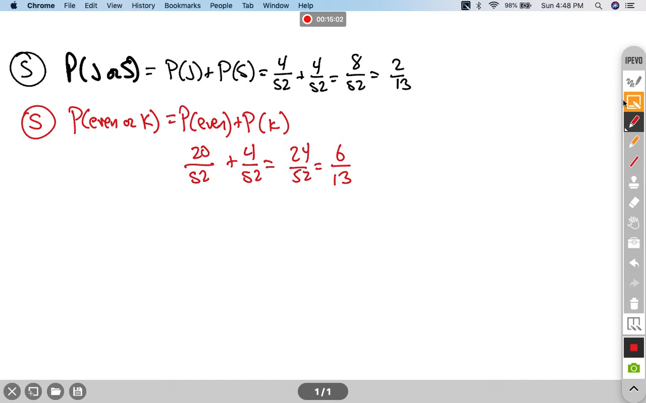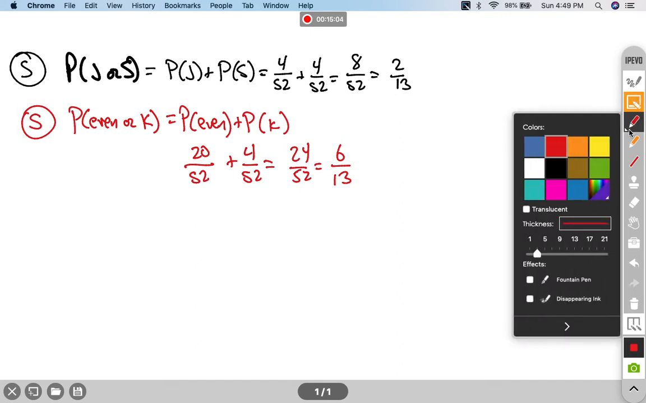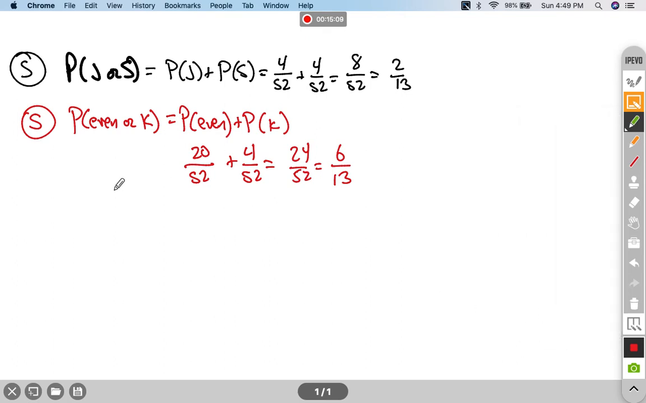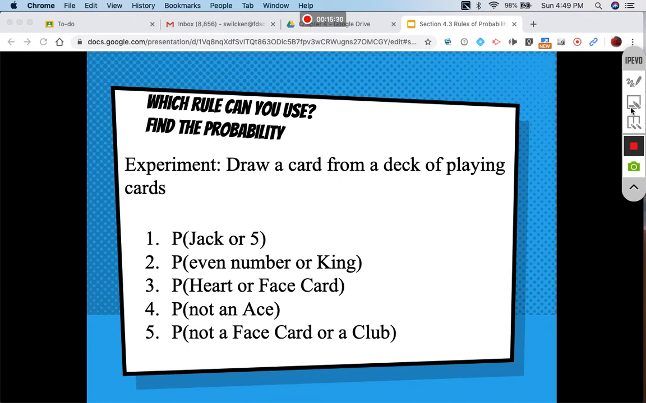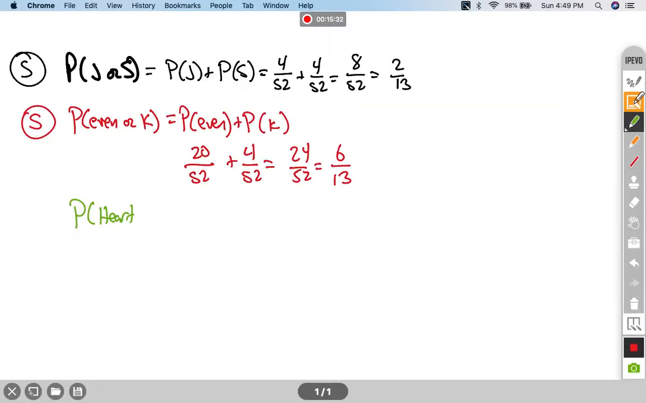I'm not taking these to decimal because they're awful decimals, and I don't want to mess with that. As I said, generally we will give our probabilities either as a decimal or as a fraction. Fractions are fine. So we want the probability of a heart. I've got to look back at that. What was that? Heart or a face card?